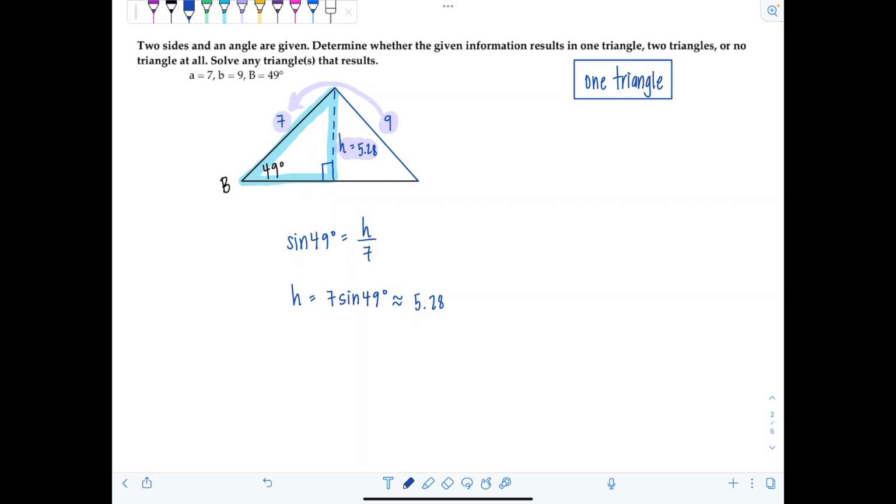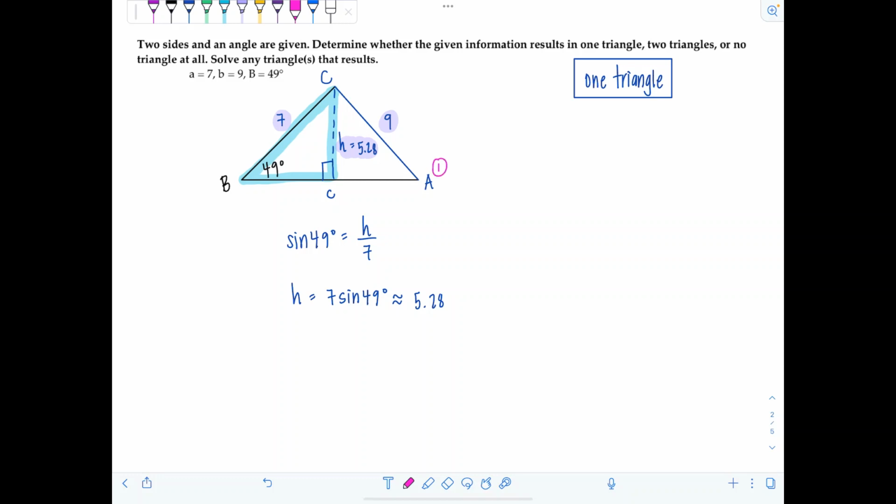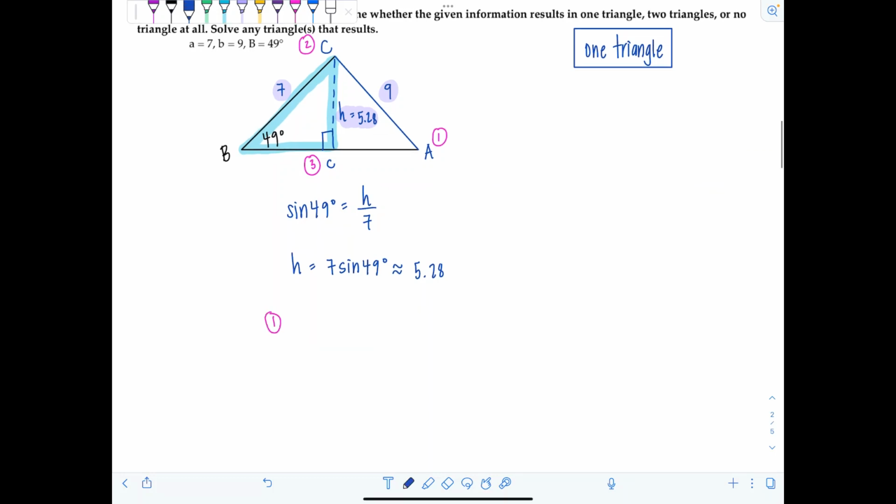The way I've labeled it, I put side A right here. So this is angle A. Up here is angle C, and then down at the bottom is side C. When you're solving, the order of solution is always the same. First, you find angle A, then you find angle C, then you find side C. Okay? How do you find angle A? You use the law of sines. So we're trying to find angle A.